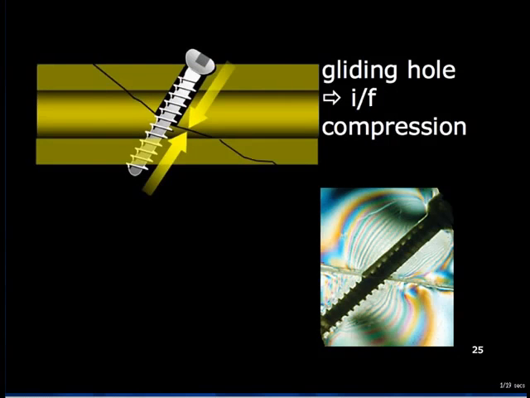In this model, the threads have been prevented from purchasing in the near fragment by drilling a gliding hole at least the diameter of the outside thread diameter. The head then generates compression forces which can be seen to pass across the fracture plane. This is known as the lag screw technique.